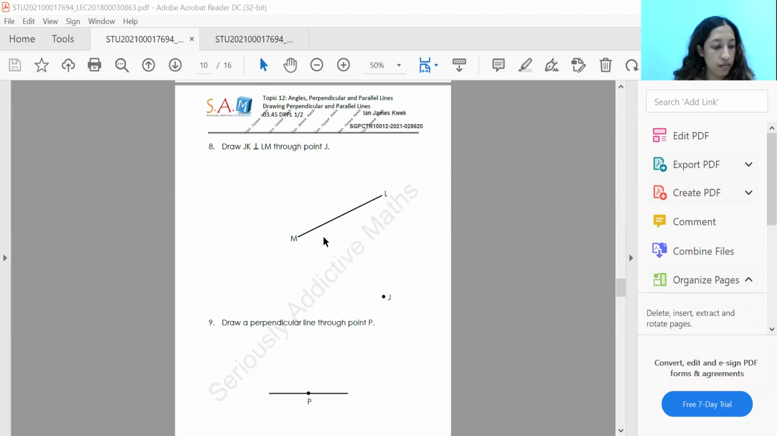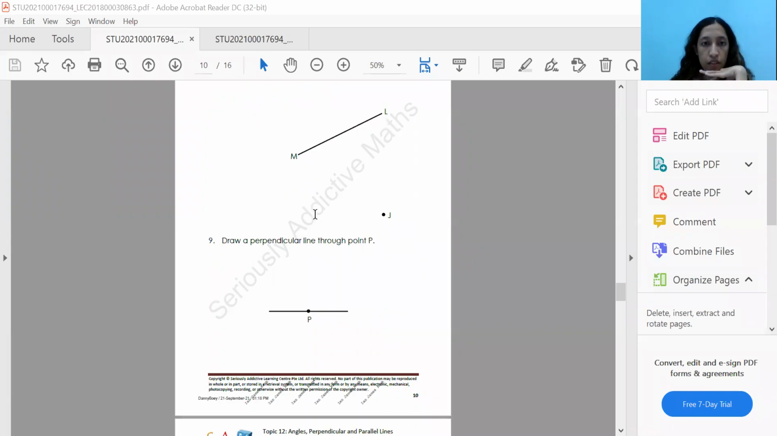Okay, so draw JK perpendicular to LM through point J. So through point J, draw JK perpendicular to LM. There we go. Through point J. Okay, it's not straight over here, but use your ruler, okay? So JK perpendicular to LM. All right.